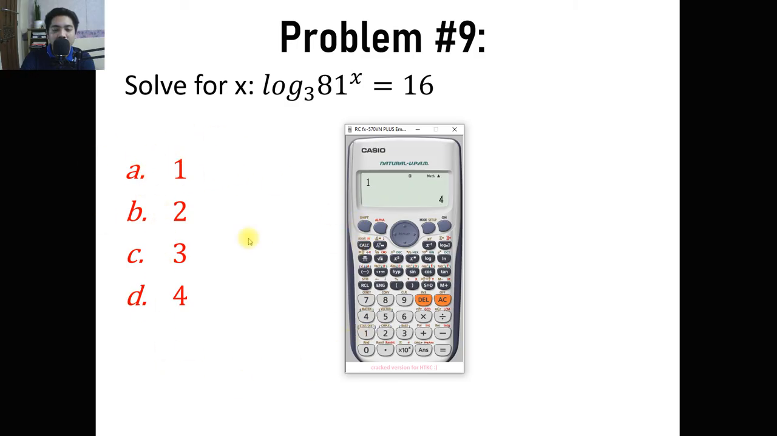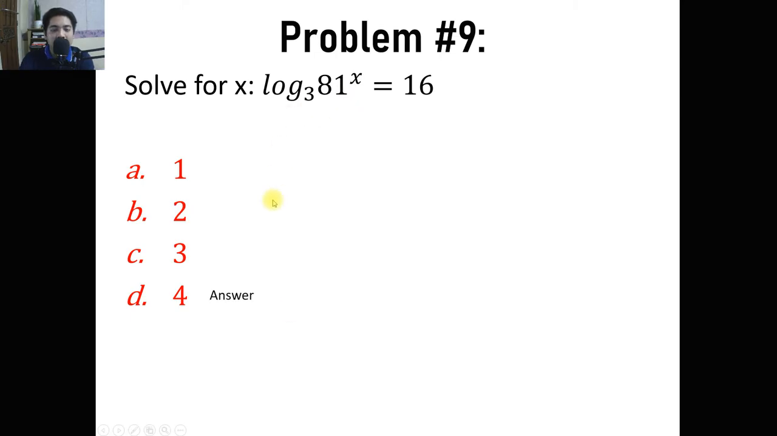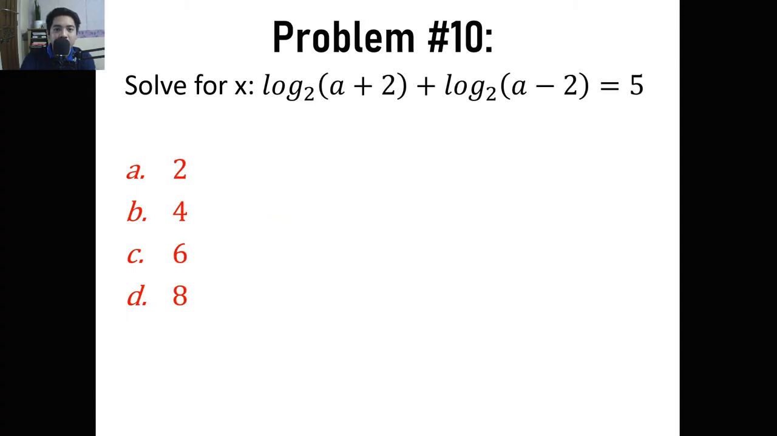For any initial value in our calculator, let's try 1. The answer is 4. Again, try letter B. The answer is still 4. Try letter C. The answer is still 4. So the answer for this easy problem is letter D. Okay, so let's go now to problem number 10.